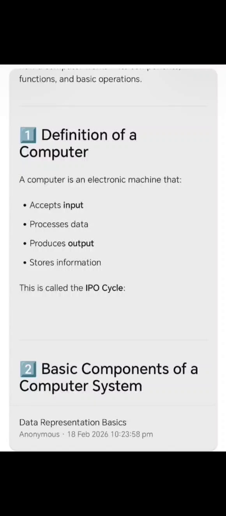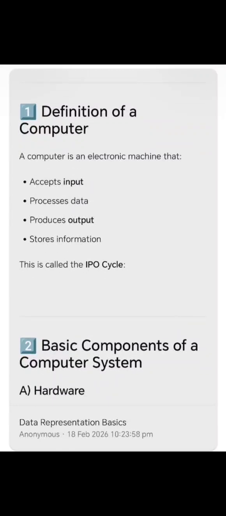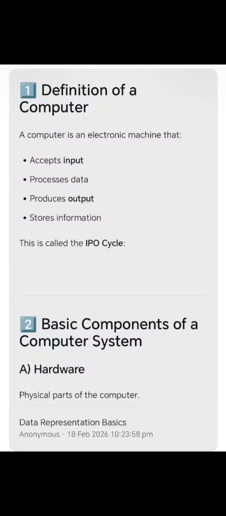Simply we can say a computer is an electronic device. What are the functions or operations it will perform? It accepts input, processes data, produces output, and stores your information. That is the work of a computer. Isn't it right? Yes. So this is called the IPO cycle.